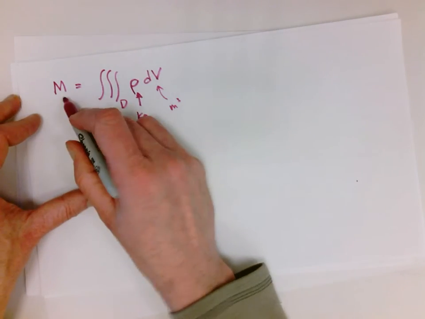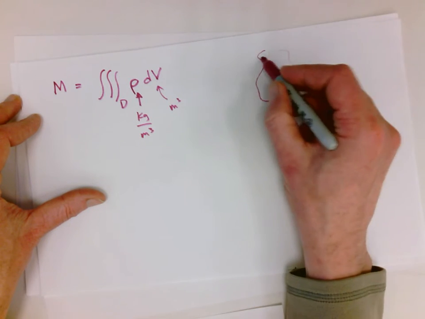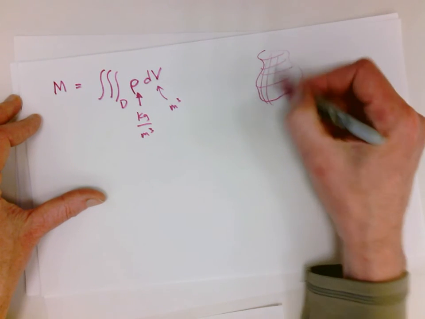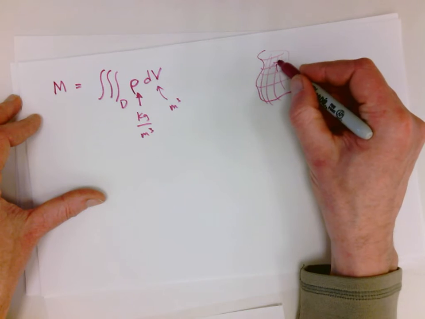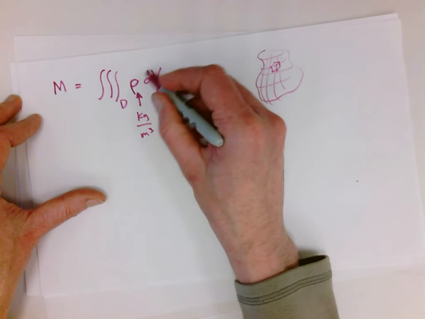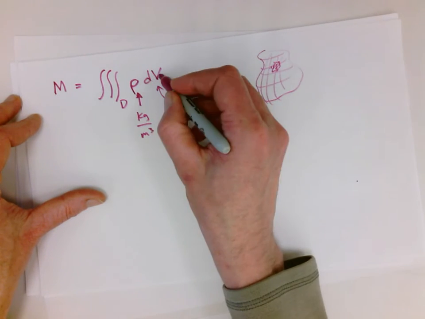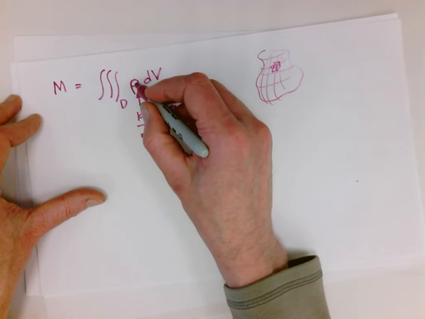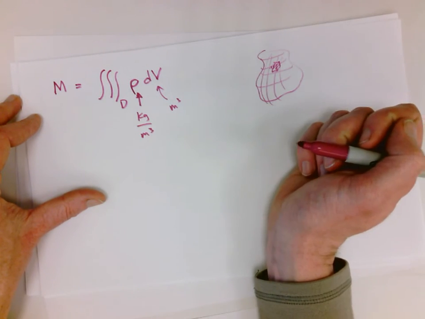When I integrate, I get the total mass, and conceptually, all I'm doing here is thinking about breaking this thing up into little chunks and asking the question, how big is that chunk? What's dV, what's that volume? And then what's the mass of that volume? Well, it's the mass per unit volume times the volume.